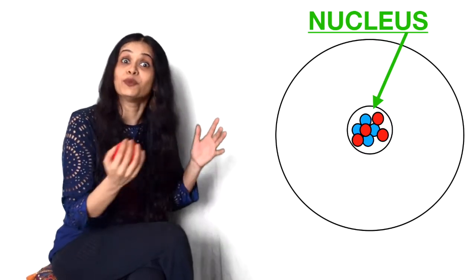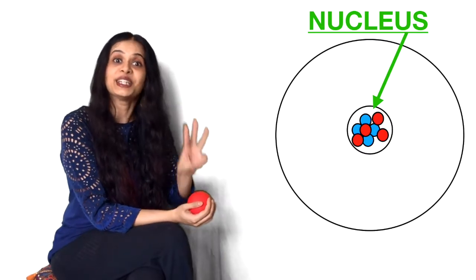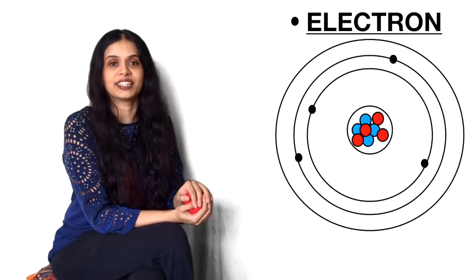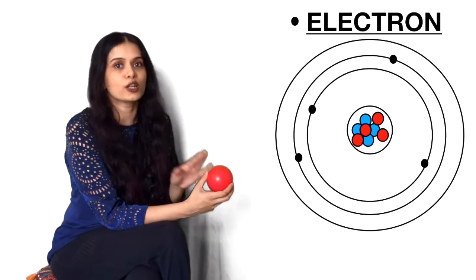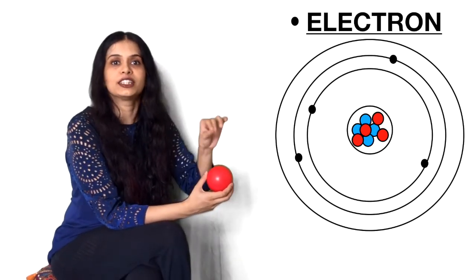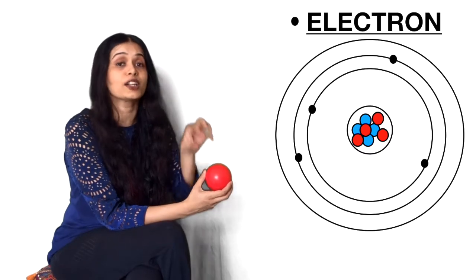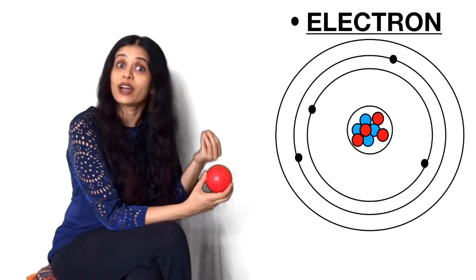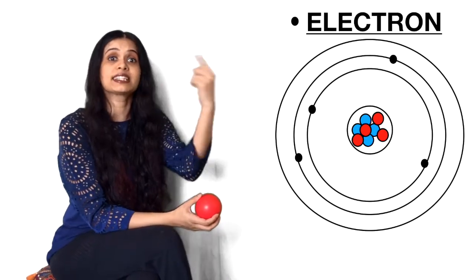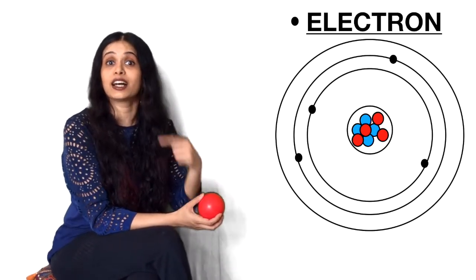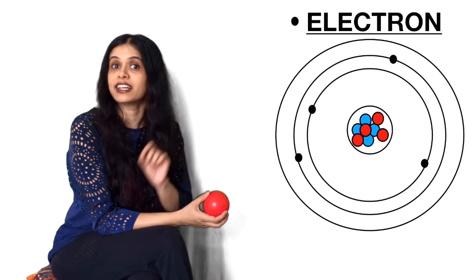Now, that is not all that the atom has. It has even more things. It has a third type of thing, and this third thing is called an electron. And this electron is not in the center. It is not with the protons or neutrons. It is not in the nucleus. So where is it? It is everywhere around the nucleus. So nucleus के चारों तरफ जो चक्कर लगा रहा होता है, that is called an electron.